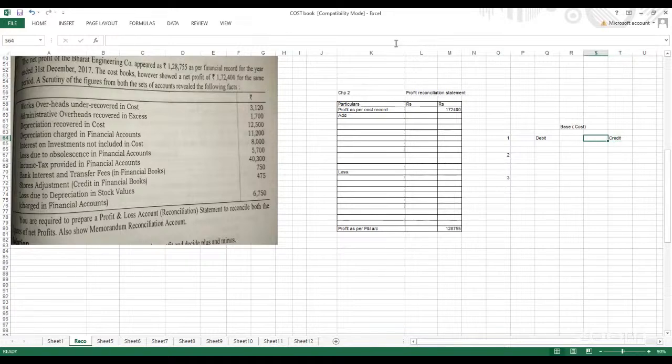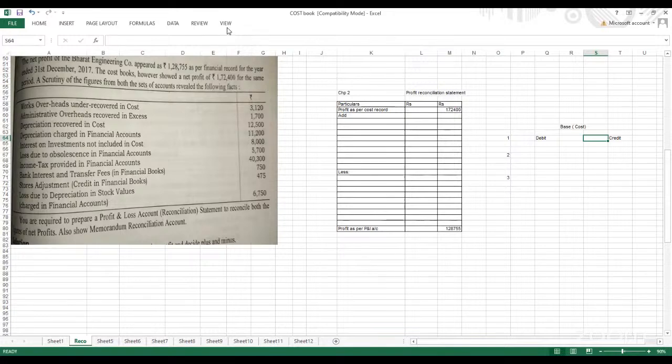Say for example, see the first one, works overheads. Any overhead is always a debit item. So that's step 1. See the second item, administrative overhead, again overhead, so debit item. Depreciation, debit item. Interest on investment is your income, so it's a credit item. Likewise, step one will be to determine whether a given item is a debit or a credit.